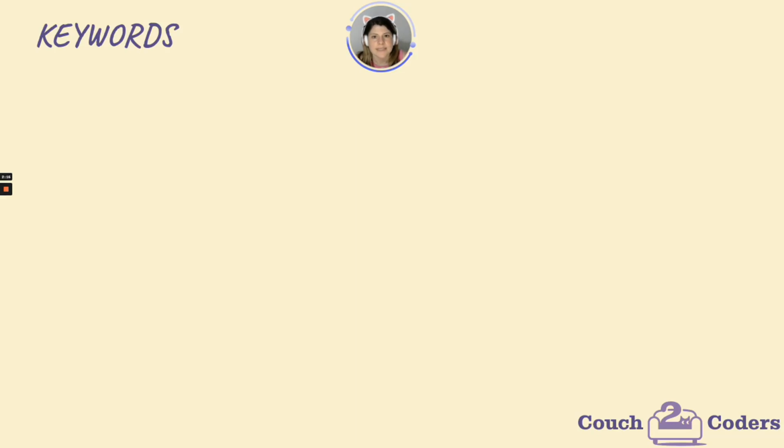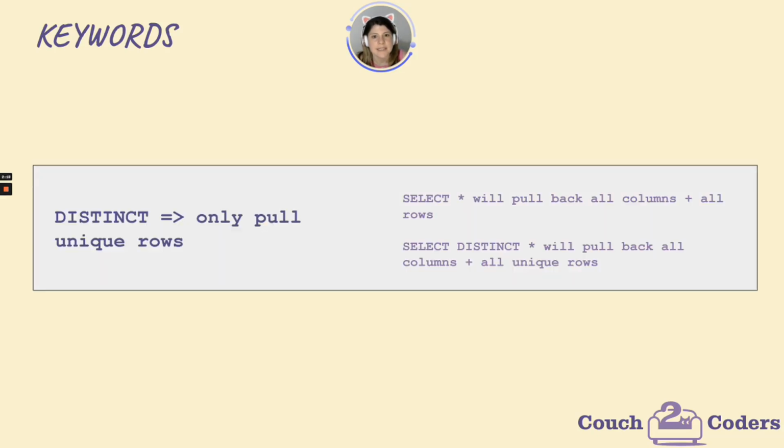What is the keyword distinct? Distinct is a keyword in BigQuery that will, when applied with a select statement, return only unique values. For example, if I did select star, that would return every single column and every single row. If I have duplicates in the data, select star will pull that. If I did select distinct star, BigQuery will look through the data row by row and remove any duplicate data and only return one value for each type of row.